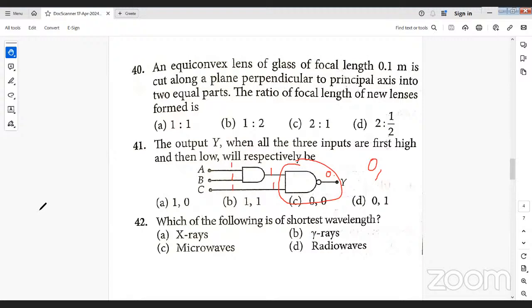Understanding? Next, the values are low. So when next values are low, it becomes 0 0 0. So when 0 0 is there, this will be 0, and here already 0 0 is there. So 0 0 output will be 1. Therefore option D is the answer. C.